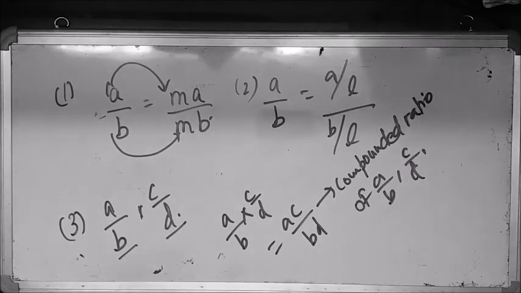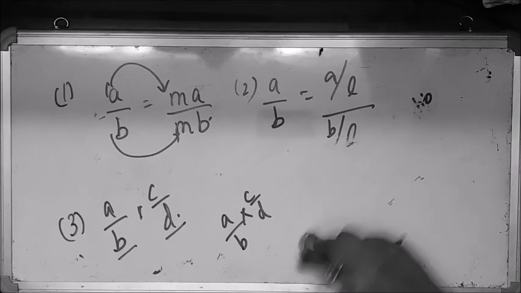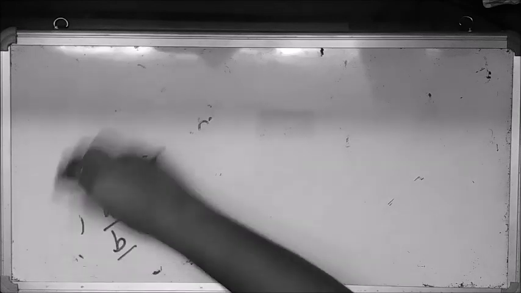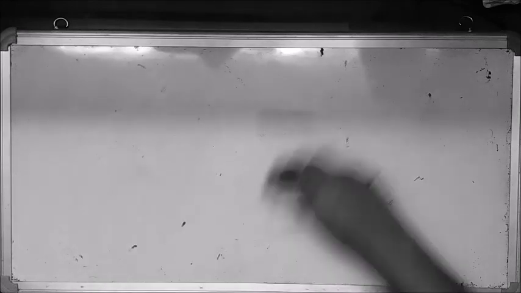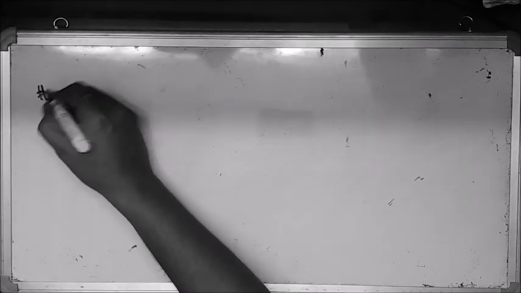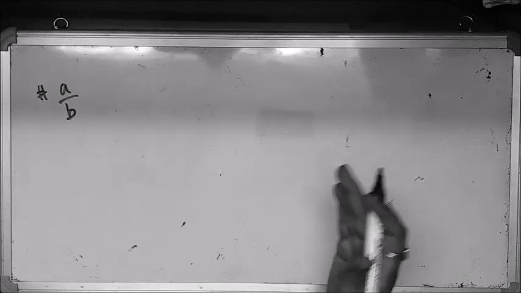Right, so the first concept was if you multiply both numerator and denominator with the same quantity, the ratio remains the same. Even if you divide, it remains the same. And if you multiply 2 or 3 ratios, the resultant ratio will be called a compounded ratio. Now, one point which you should know is that if you multiply the same ratio 2 times, the resultant is called duplicate ratio.